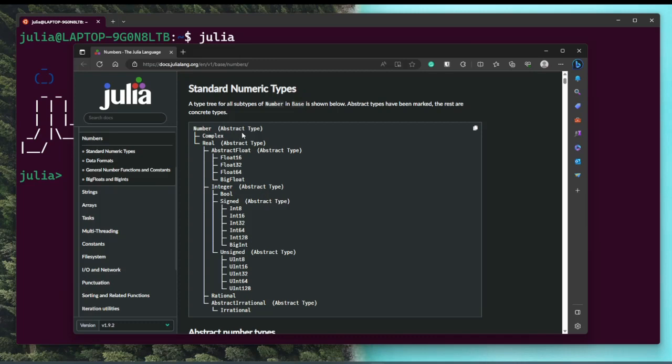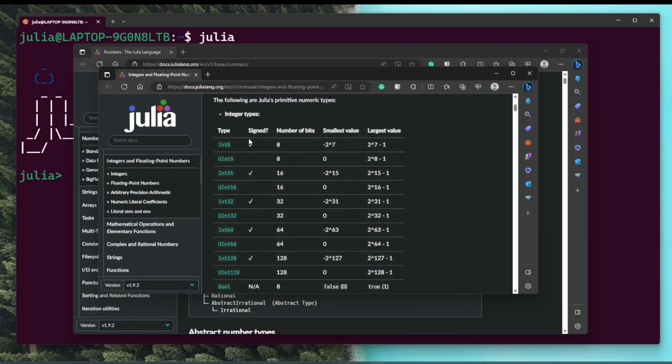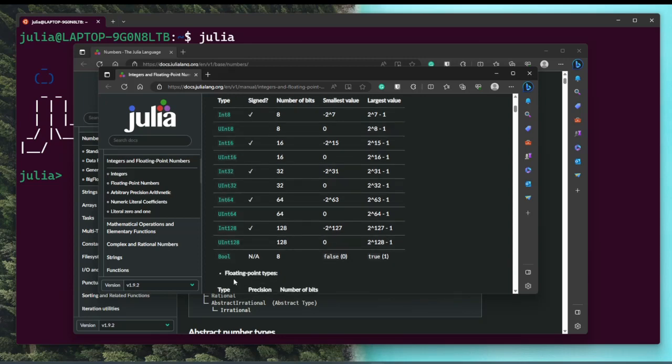Number is an abstract type, and it has complex. And then there is another type, real, which is abstract, then integer, unsigned. This is how a numeric type is described in Julia. The types we deal with most here are integers and floating point numbers. There are different integer types: Int8, UInt8, Int16, UInt16, then Int64, like this.